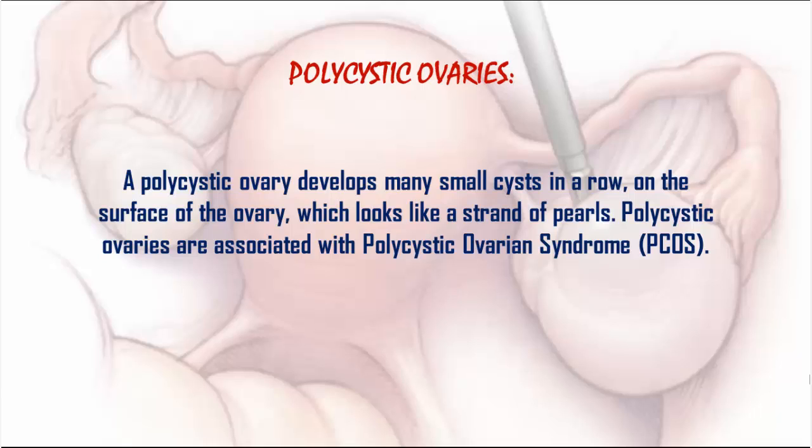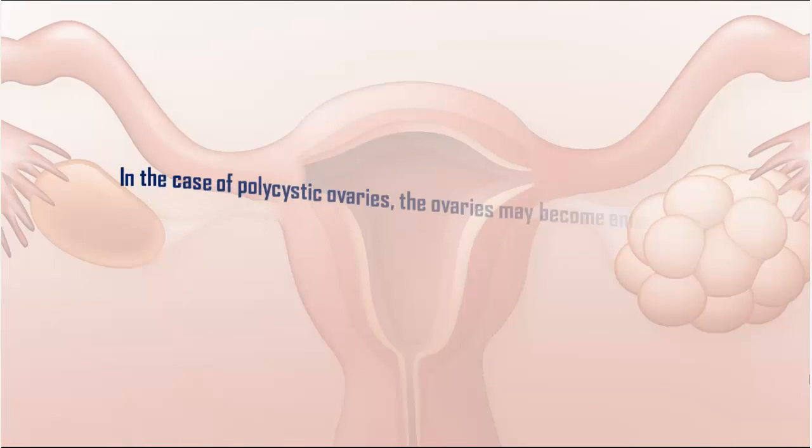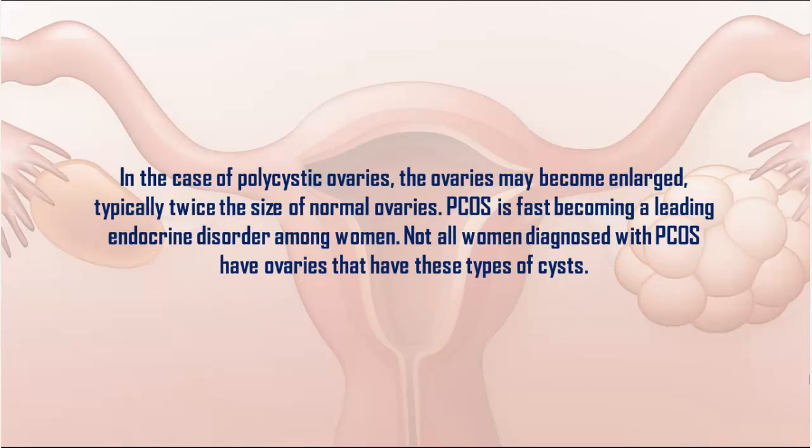Polycystic ovaries are associated with polycystic ovarian syndrome, PCOS. In the case of polycystic ovaries, the ovaries may become enlarged, typically twice the size of normal ovaries. PCOS is fast becoming a leading endocrine disorder among women. Not all women diagnosed with PCOS have ovaries that have these types of cysts.